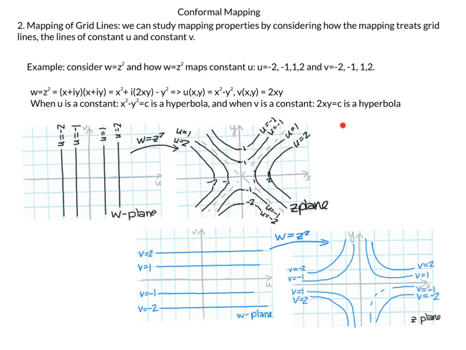I can do the same thing now for v held constant. That is equations of the form 2xy equals c, which is also a hyperbola. So I have v equals 1, v equals 2, v equals negative 1, v equals negative 2 in the w plane, and then I map them over. For v equals 1, I get this curve here and this curve here. For v equals 2, I get these two curves. For v equals negative 1, I have these two curves. I don't know why I have a dotted line here, for no good reason. And at v equals negative 2, I have this curve, and this again is in the z-plane.